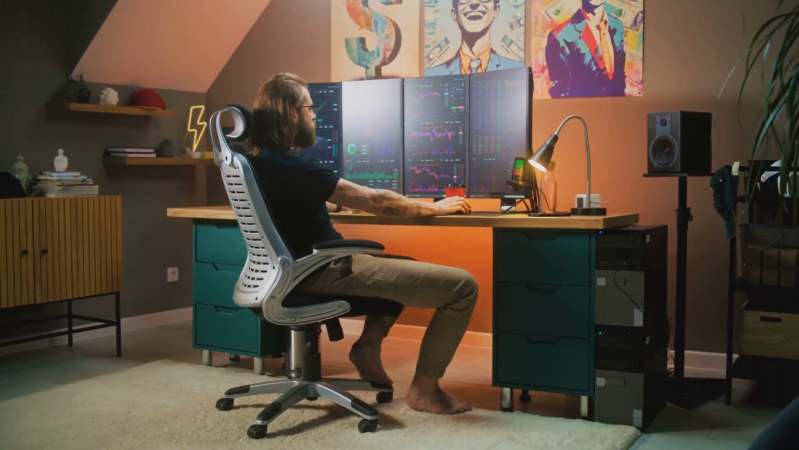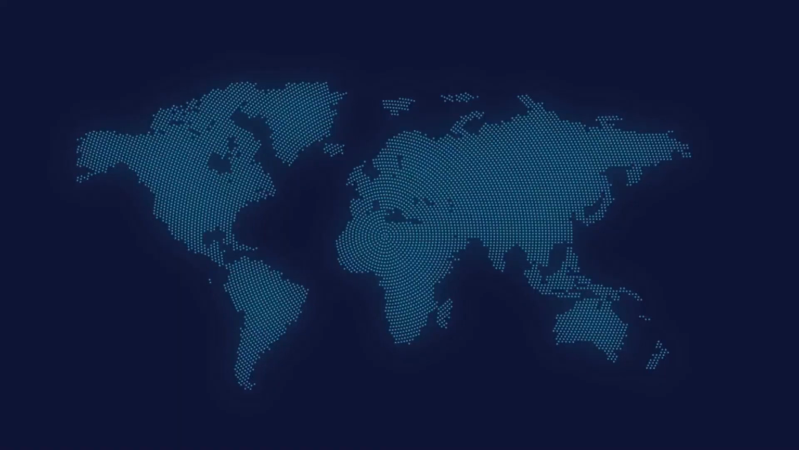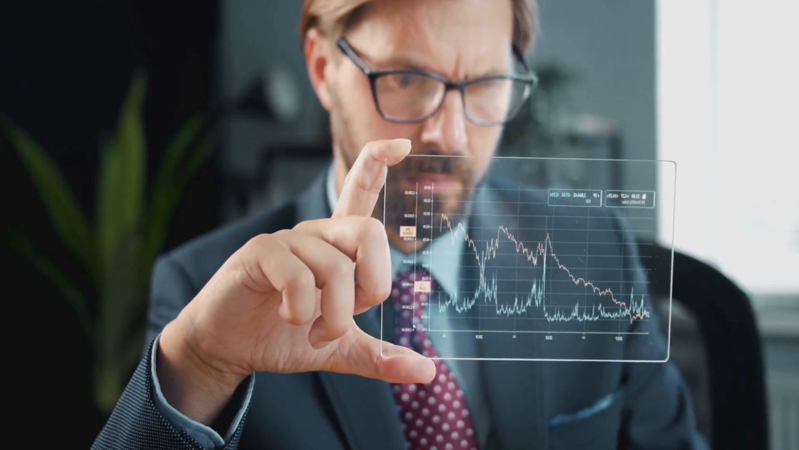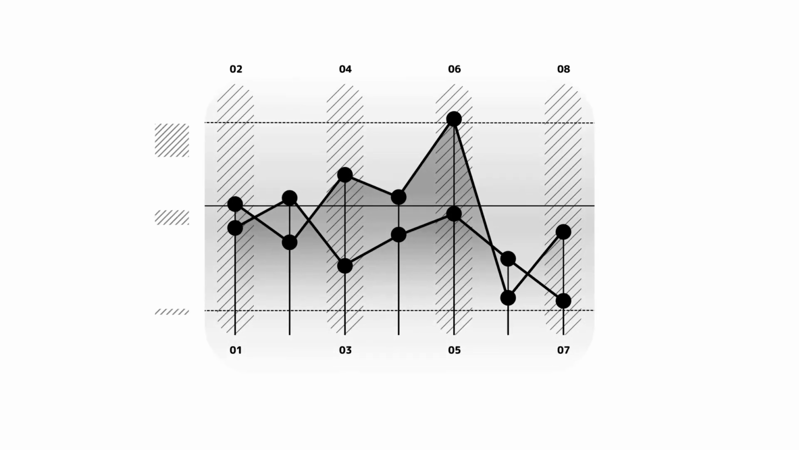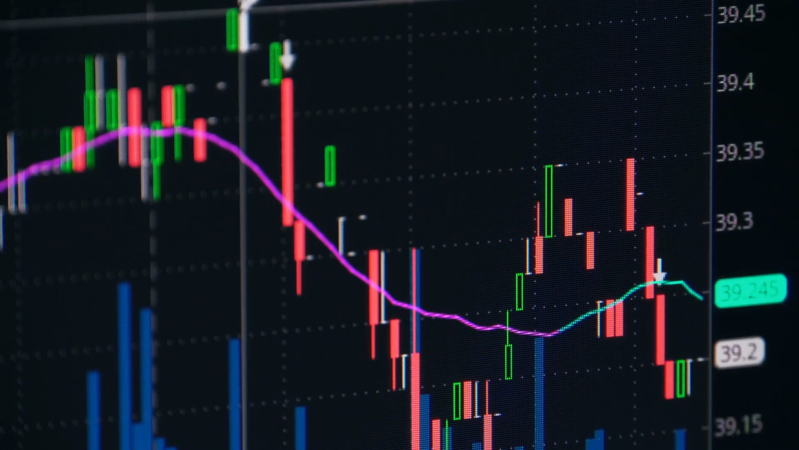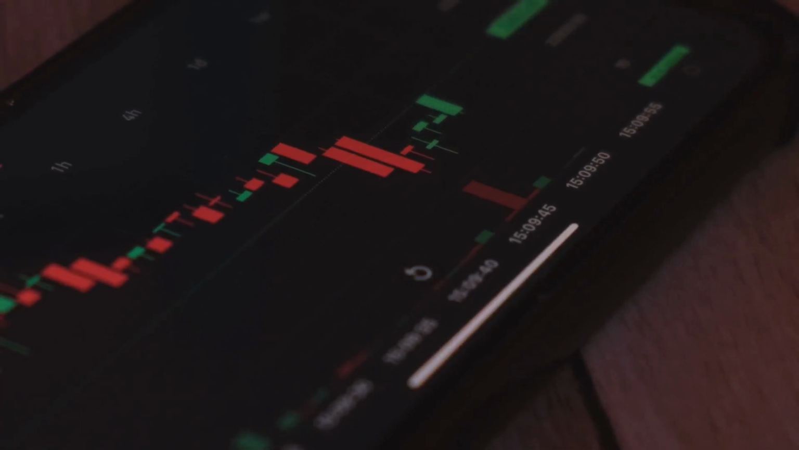To master technical analysis, focus on its three pillars: price, time, volume. Price shows the battle between buyers and sellers. Time frames the action. Volume reveals conviction. Multiple time frame analysis uses time to give perspective on price behavior. Volume confirms the strength of moves.